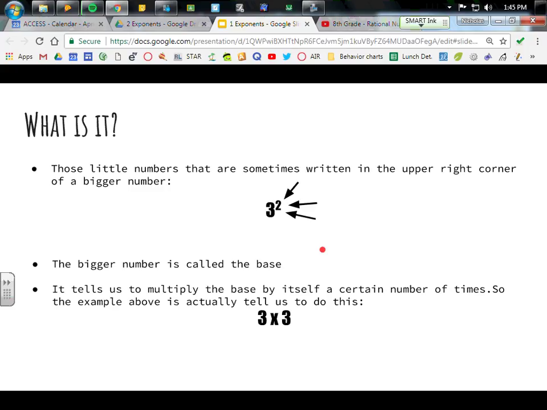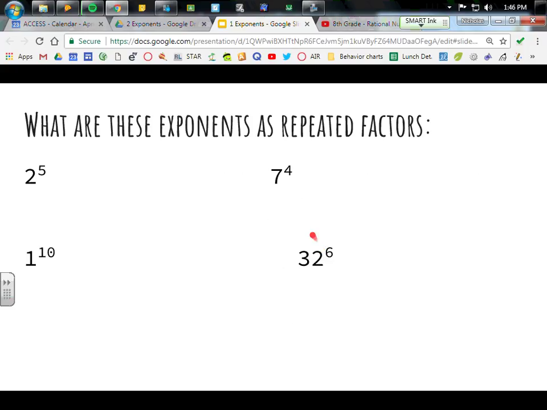So just like multiplication is a simpler way of writing repeated addition, exponents are a simpler way of writing repeated multiplication. All right, moving on. We are going to write these numbers as repeated factors, and a repeated factor is when you expand an exponent. So when you write out the base being multiplied by itself a certain amount of times that your exponent tells you. So let's do these.